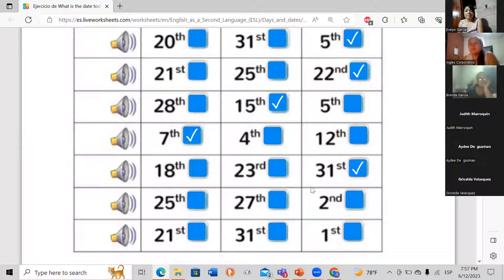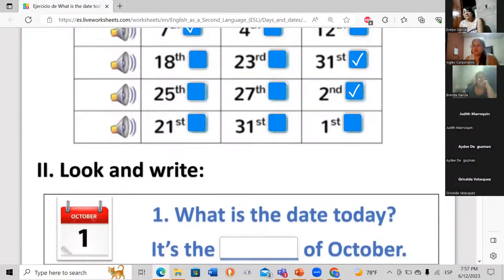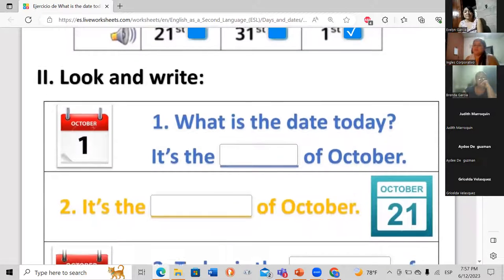Remember that order the numbers, okay? Okay. The 2nd. Janita? The 2nd, algo así. Mm-hmm. Sandra? The 1st. Uh-huh. The 1st. Okay, very good, good.